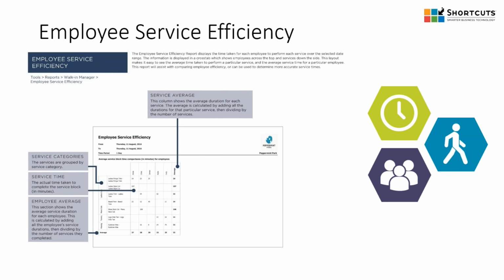Okay, so this one is slightly different, where it gives us each of the service categories, the service time, the service itself, and then the service average. So I can actually see here how long each employee is taking for each service and then the average they have.